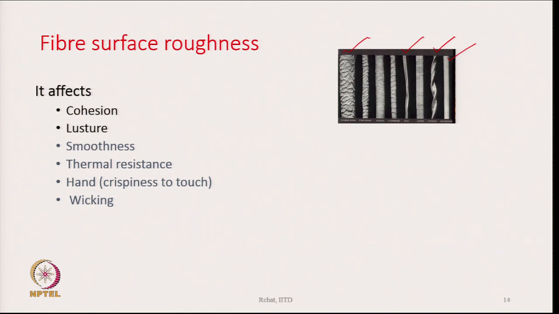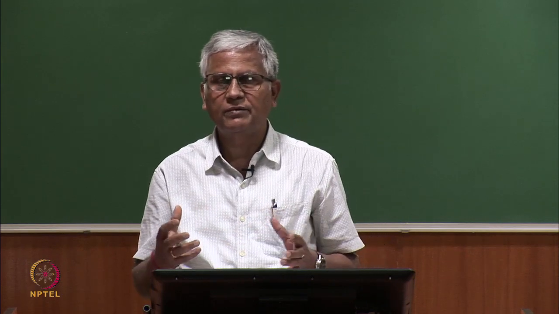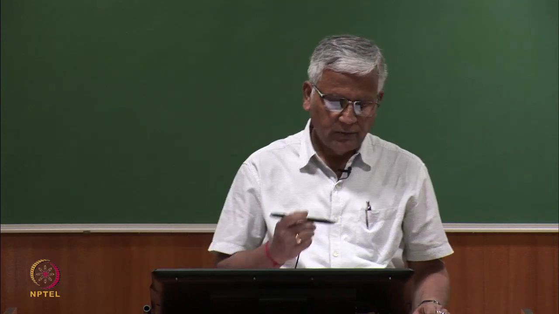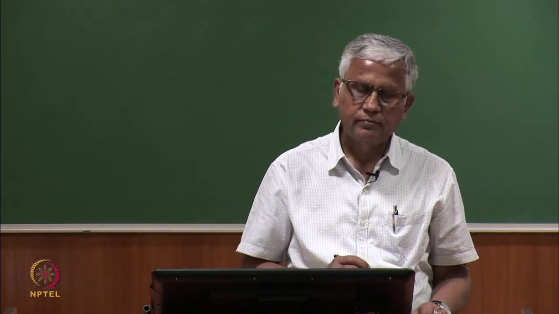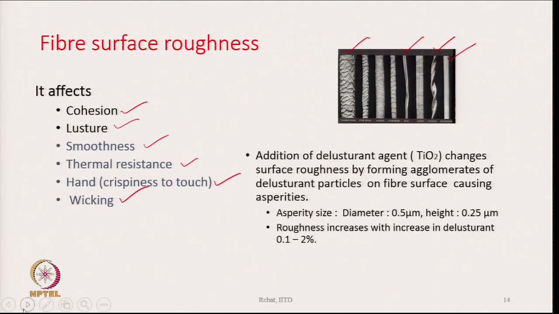Now, the surface property of the yarn or fabric is therefore going to be affected, because the surfaces of different fibers are different from each other. Now, surface roughness will affect which properties? Cohesion between fibers, luster of the yarn or fabric, smoothness of the fabric, thermal resistance value also will be affected, hand value and wicking. So many properties will be affected because of the roughness of the surface.